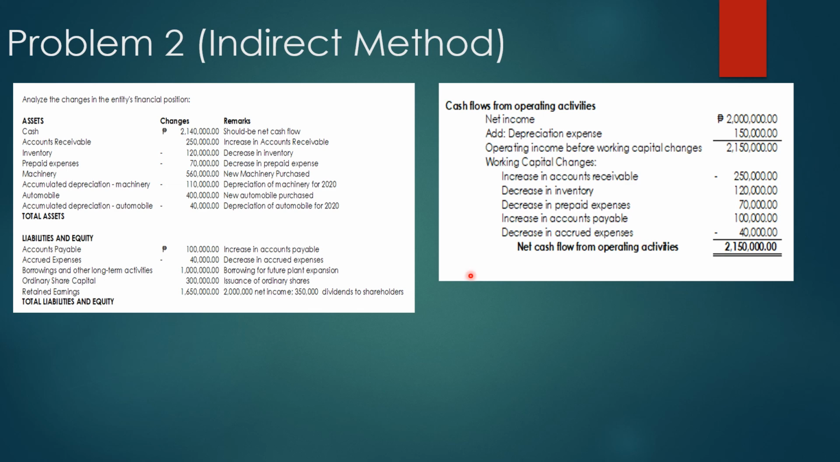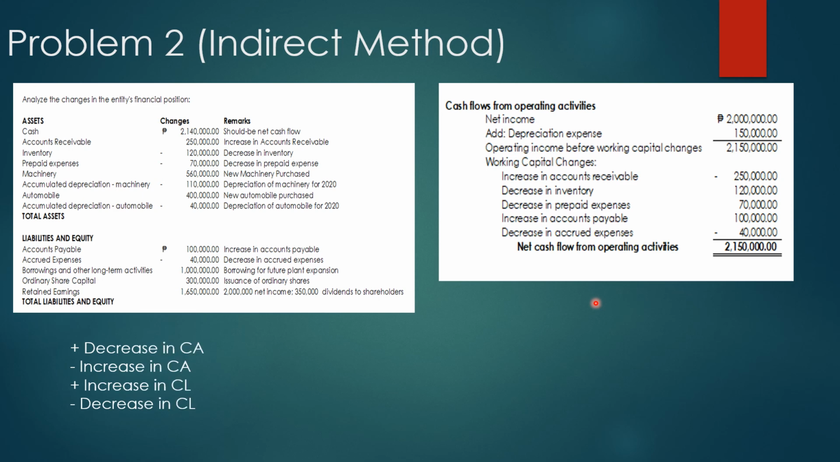Ma'am, ba't 150? 110 lang to. So, 110 plus 40 na isa pang depreciation. So, doon ang galing yung 150. So, add. Total operating income before working capital is 2,160,000. Then, working capital changes, diba sabi, increase, decrease in current asset, current liability.